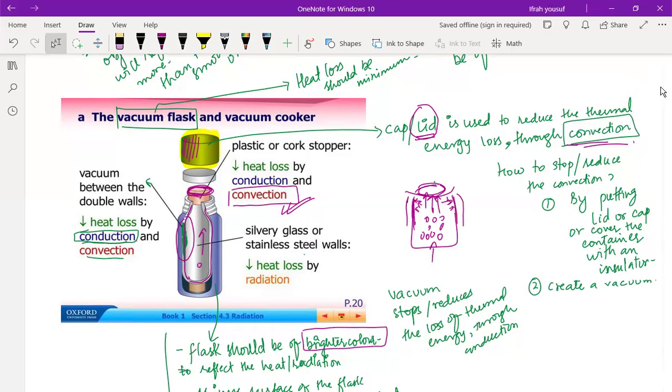Did I talk about the vacuum as well? Yes, I talked about the vacuum. So what does vacuum do? The vacuum between the double glass walls of the flask prevents conduction and reduces convection, loss of thermal energy. It prevents conduction and convection through the sides of the glass. Any confusion?